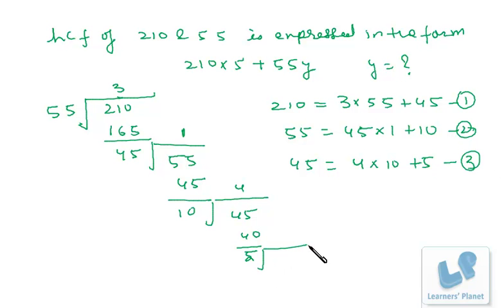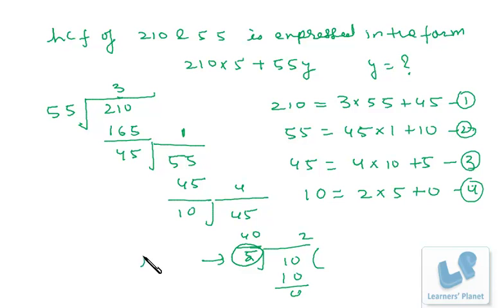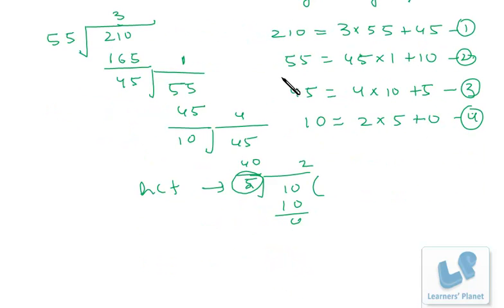Now let's proceed further. It's 10, so it's 2, 10, that is 0. That means 10 can be written as 2 into 5 plus 0, right? That means in this step we are getting the remainder as 0. That means 5 is HCF, right? Now 5 is HCF and HCF of 210 and 55 is expressed in this format. That means this is nothing but HCF of these two, and the HCF of these two is 5. That means this is nothing but 5. So I just equate it to 5.